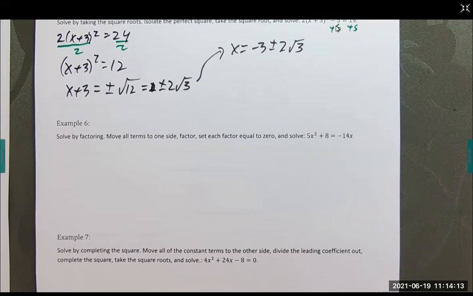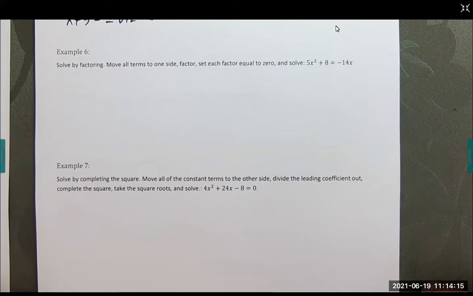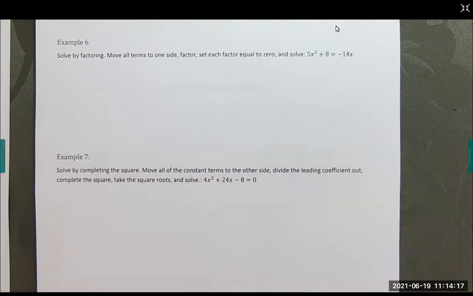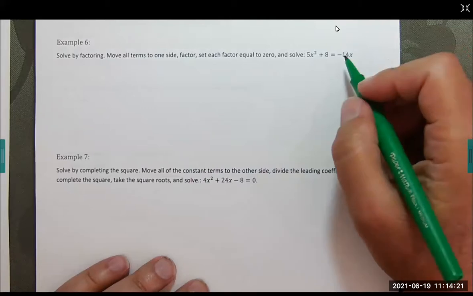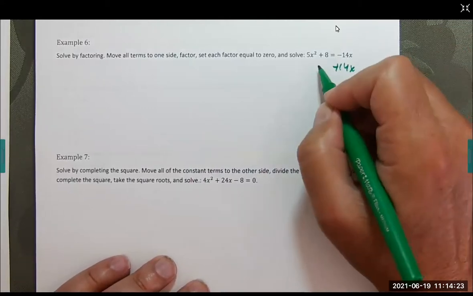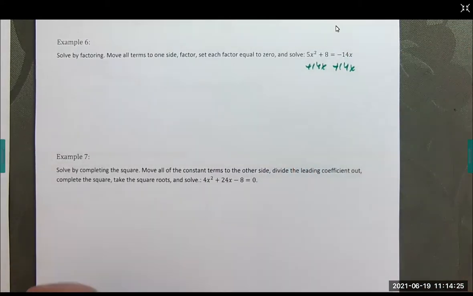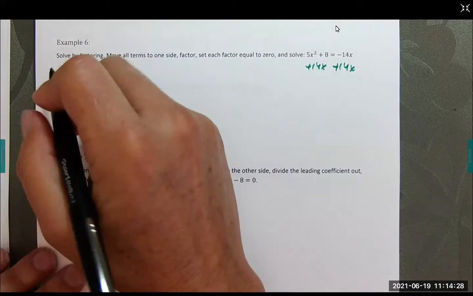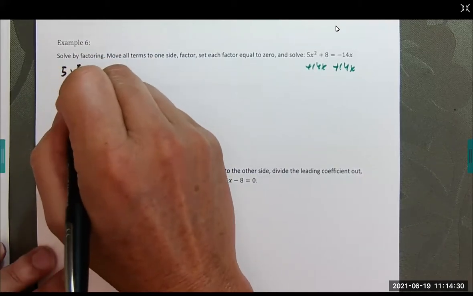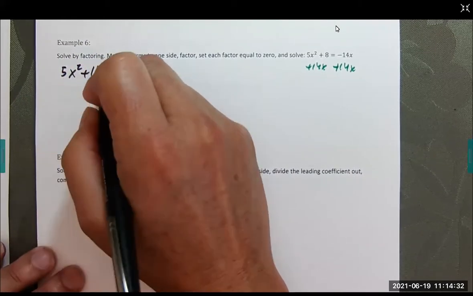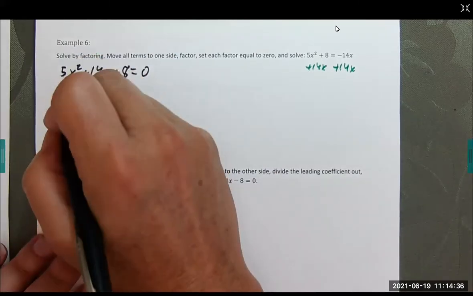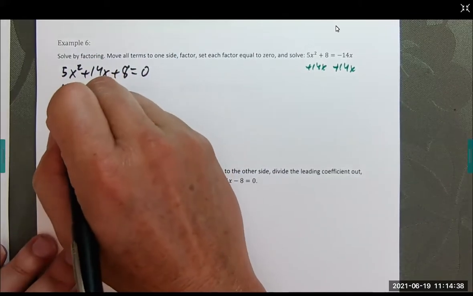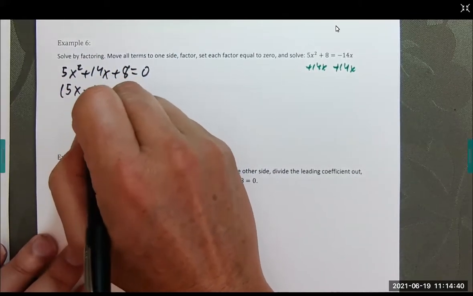Example 6, solve by factoring. Now, if they say solve by factoring and it can't be factored, then we have to resort to another method, but we will trust the author here. I'm going to go ahead and add a 14x to both sides. And we're going to go ahead and factor that. However you were taught to factor, that's reliable. That's the method you should be using.